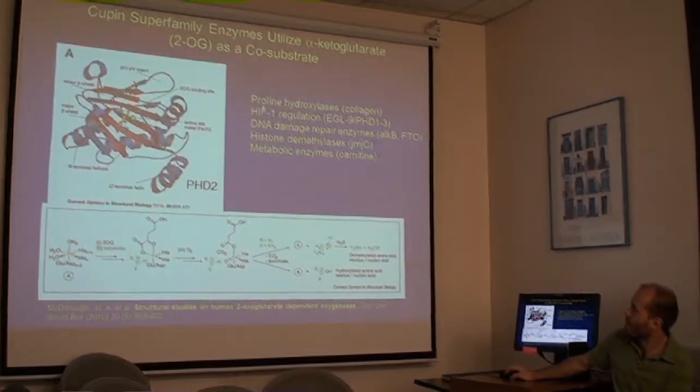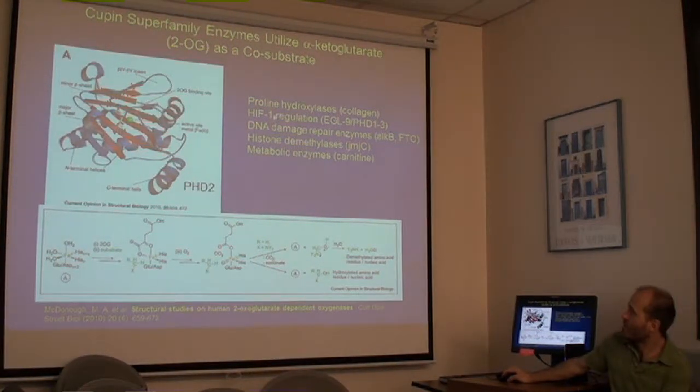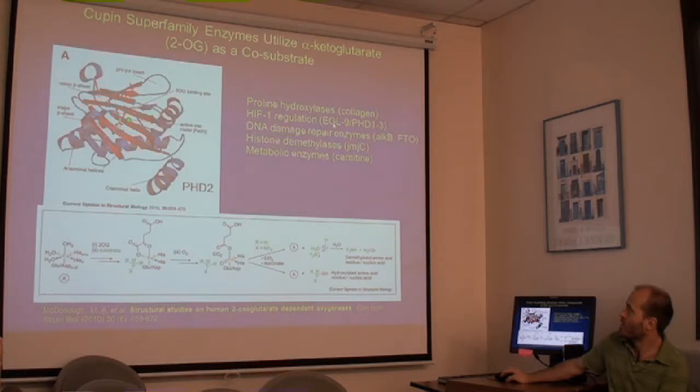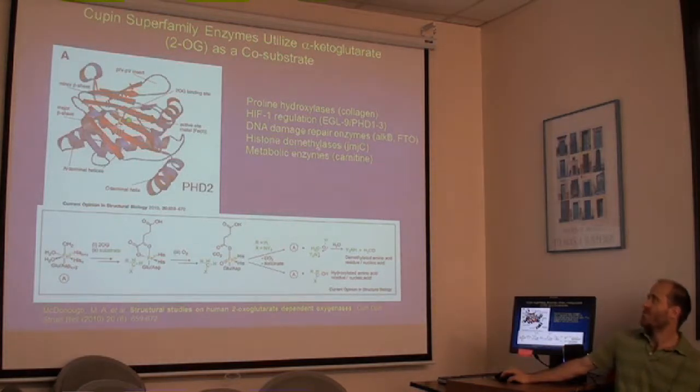I'm not going to run through all of this. All I'm going to say is that these are all members of this family of alpha-ketoglutarate-dependent hydroxylases, a subfamily of cupin. The prolyl hydroxylases, HIF regulation, EGL9 in worms, prolyl hydroxylase domain proteins in mammalian cells, 1 to 3. Most people will be familiar with the HIF system, and I'll very quickly run over it in a minute if you're not. DNA damage repair enzymes, these ALKB enzymes, and the enzyme involved in obesity is also one of these repair enzymes. The big deal, these histone demethylases, these are epigenetic enzymes.